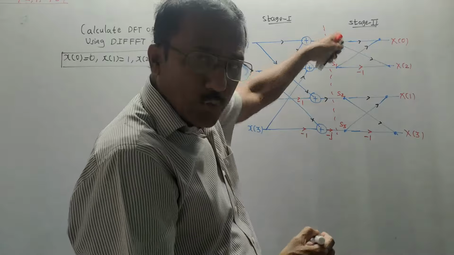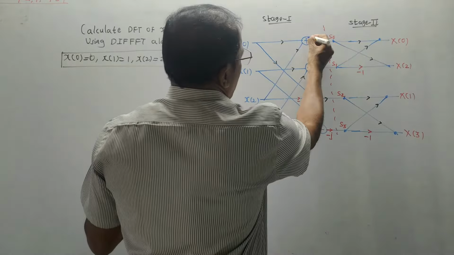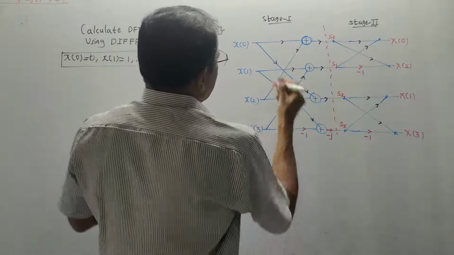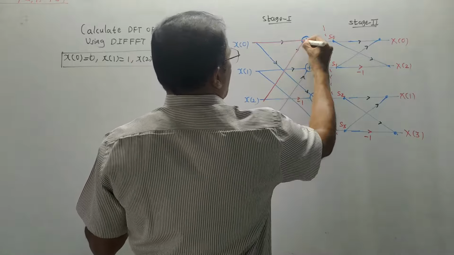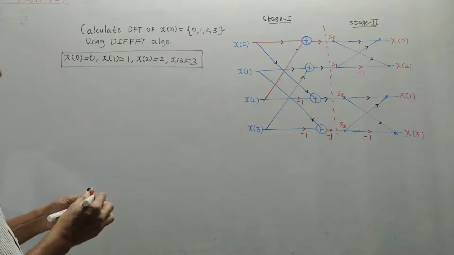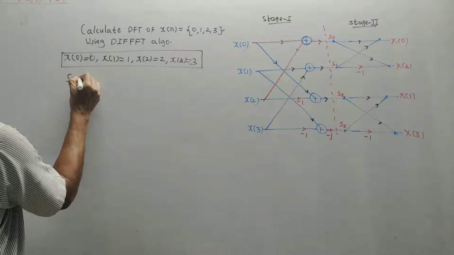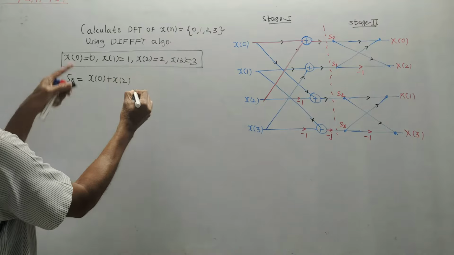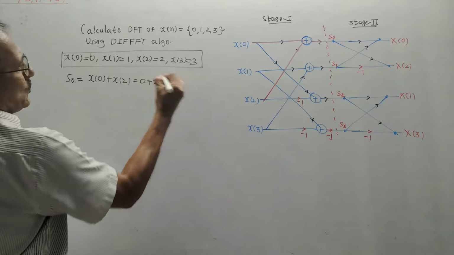How to calculate the outputs of different stages? S0, look at the diagram. S0 is output of this adder. So for S0, which lines are connected? X of 0 and x of 2. These two lines are connected and output S0 is generated. So for S0, equation will be S0 is equals to x of 0 plus x of 2. I have written the values. It is 0 plus 2, which is equals to 2.